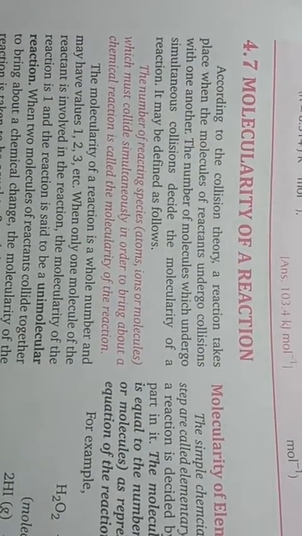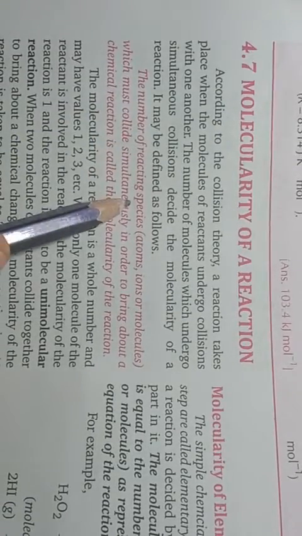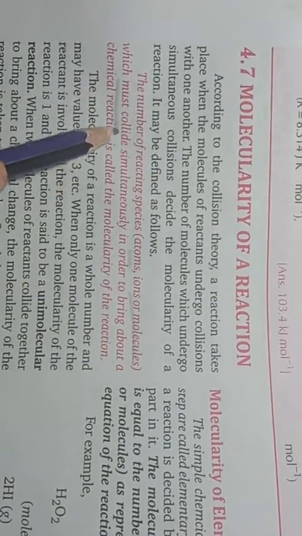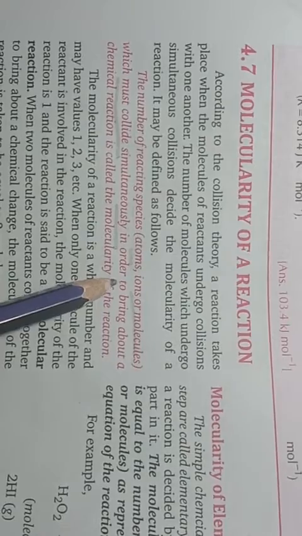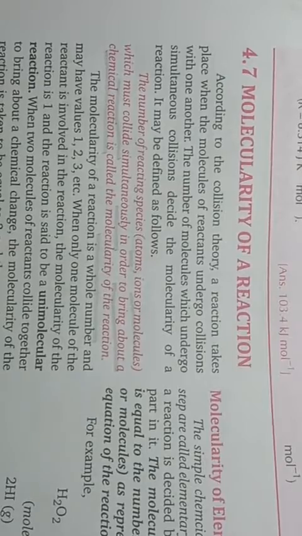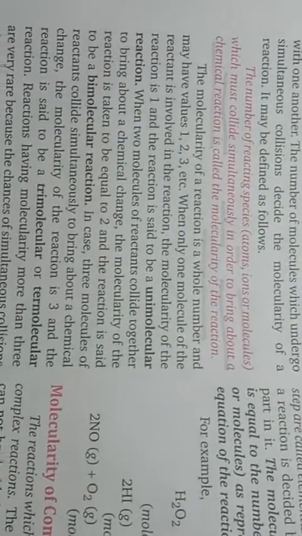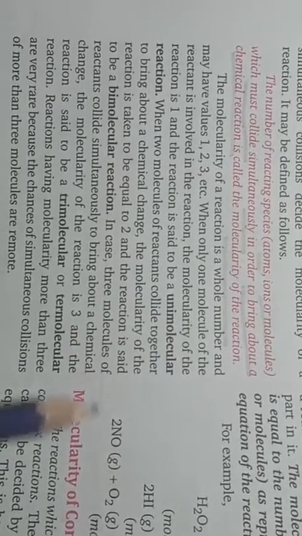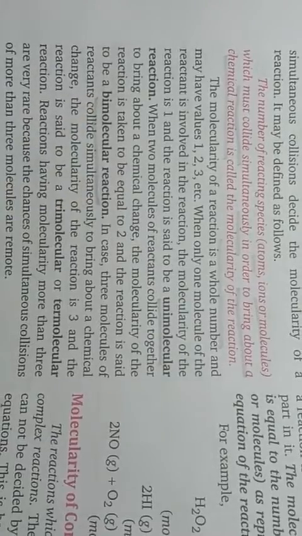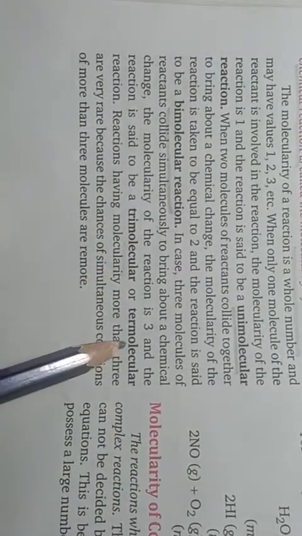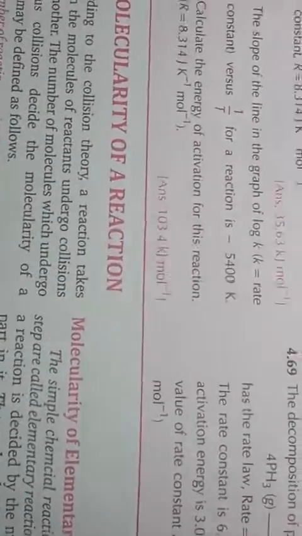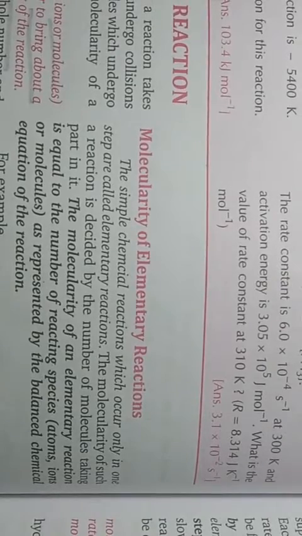Then molecularity of a reaction. Molecularity of the reaction, only definition is there. The number of reactant species that may be atoms, ions or molecules which must collide simultaneously in order to bring about a chemical reaction is called the molecularity of the reaction. So on the basis of molecularity, reactions can be of different types, as unimolecular reaction, bimolecular reaction, trimolecular reaction or tetramolecular reaction. But normally up to trimolecular reactions are common. Higher molecularity reactions are uncommon.